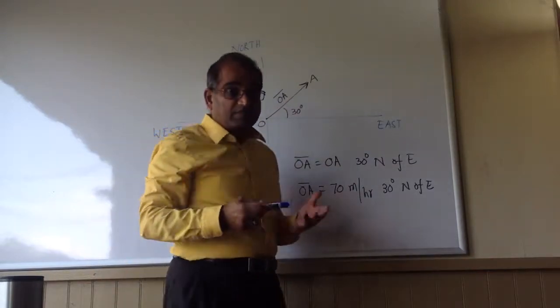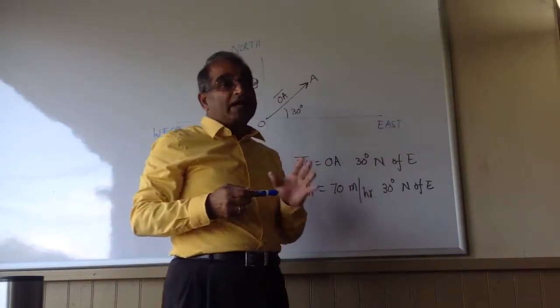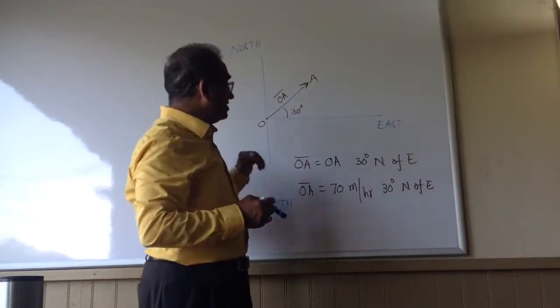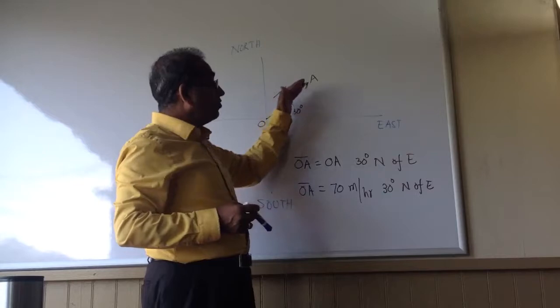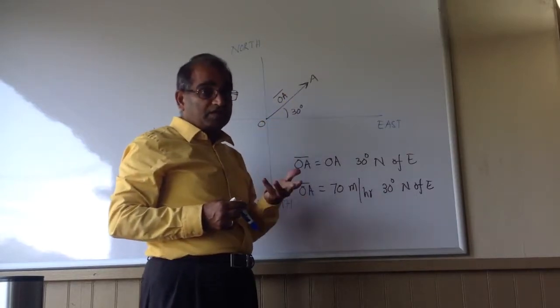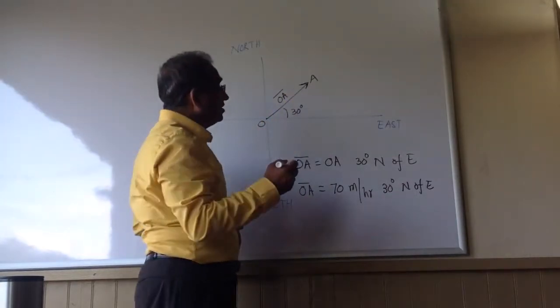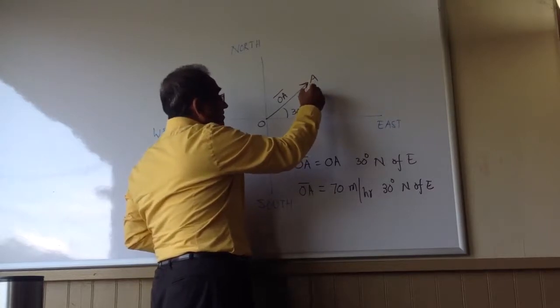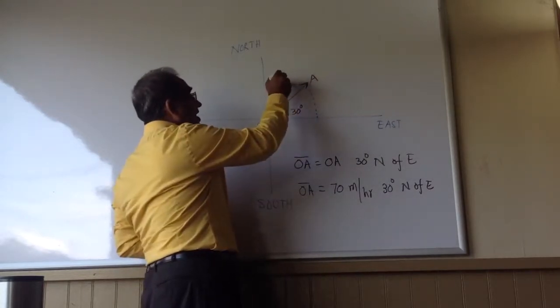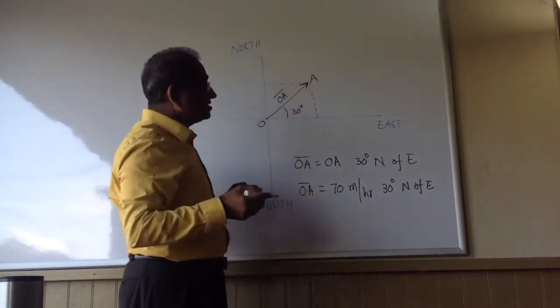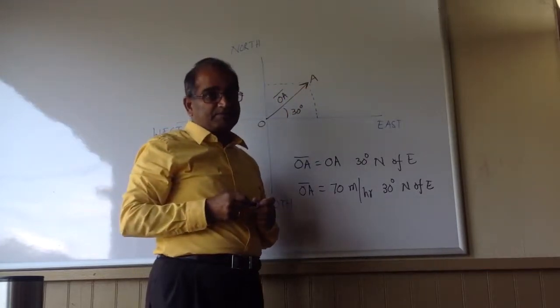That's good. But how much did he travel and in what direction? He traveled 70 miles in 1 hour in the direction of OA bar. That's good. But how much did he travel in the east direction? How much did he travel in the north direction? This is of great importance.